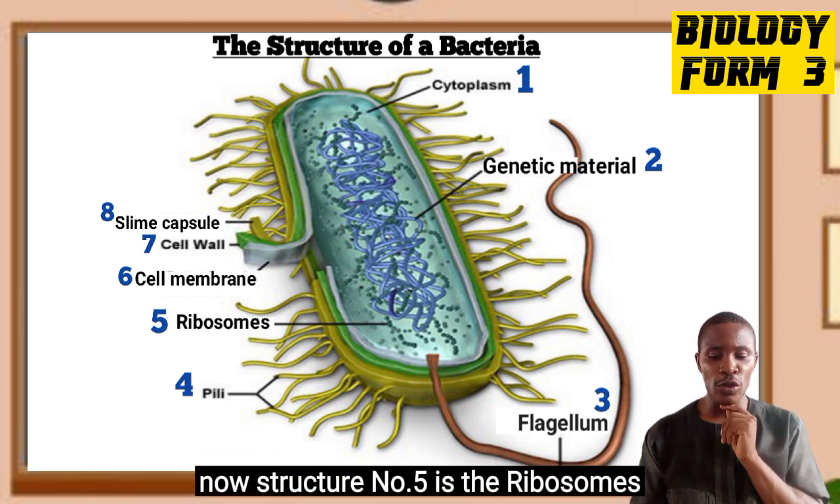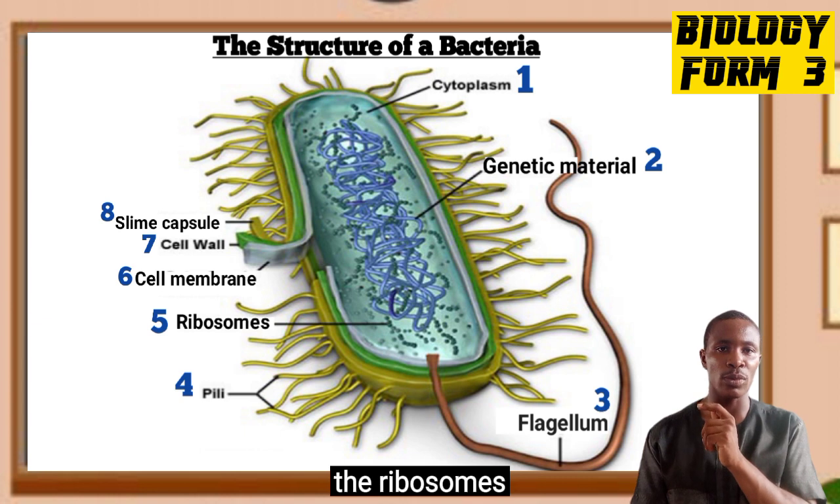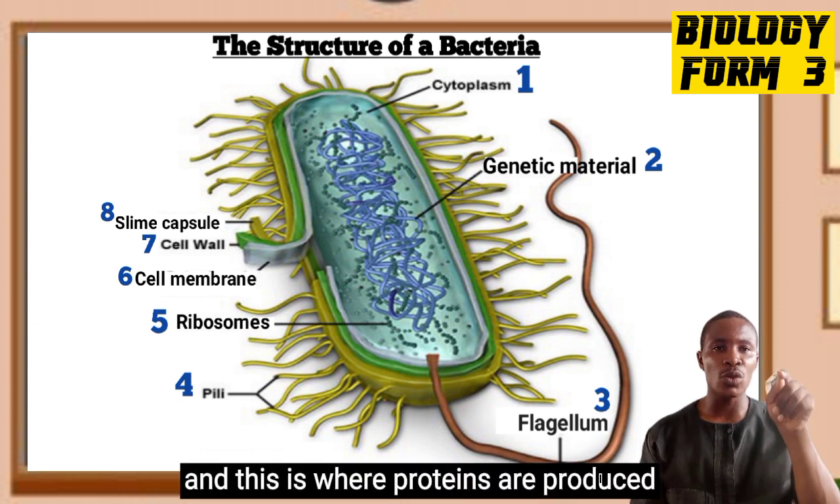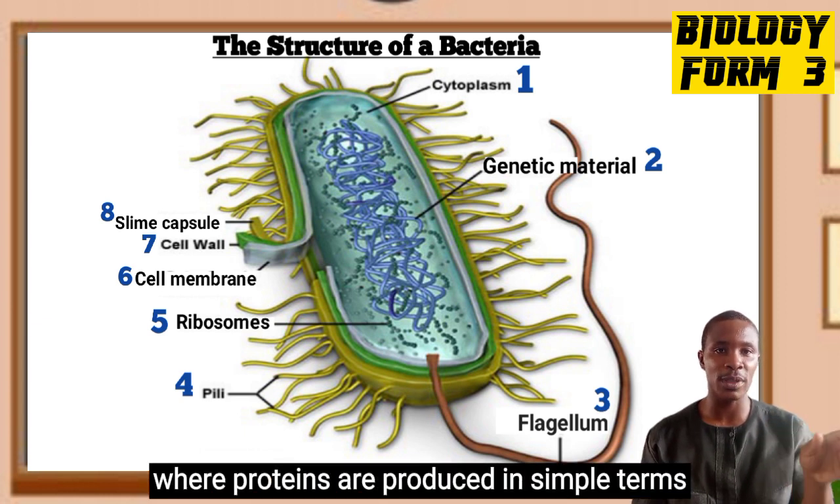Now, structure number 5 is the ribosomes. You can see it on the board, the ribosomes. The ribosomes are organelles inside the bacteria, and this is where proteins are produced. We call that protein synthesis, where proteins are produced in simple terms.